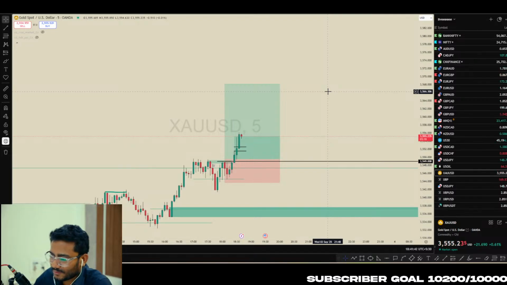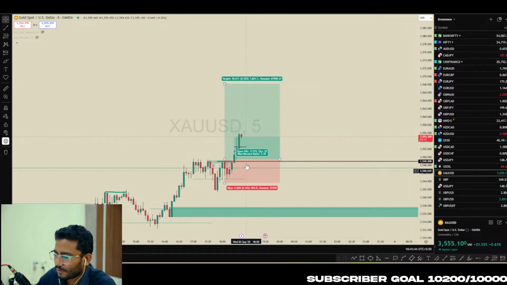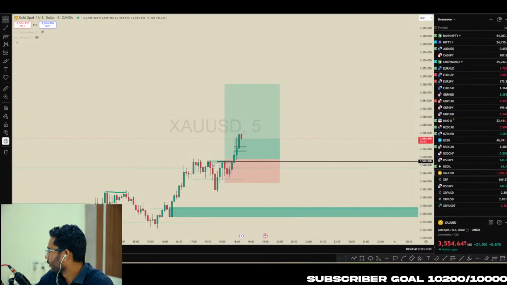So this target is just 1:3. If price continues, then I'll trail the stop loss.